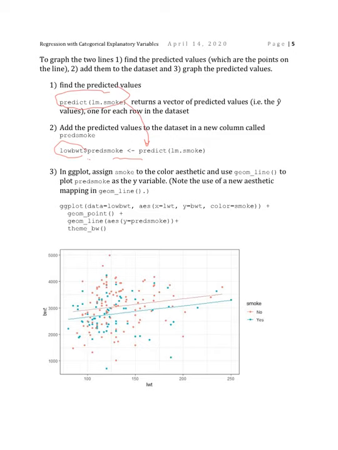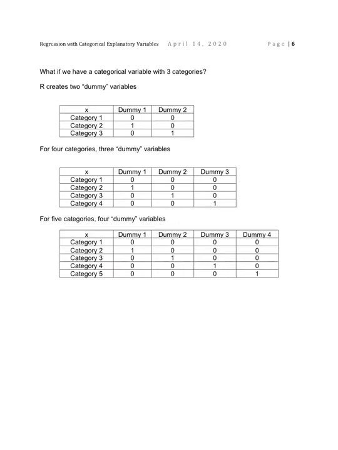I've just used the theme black and white because I think it shows up better. And what that geom line statement there does is it gives us a separate line, one for no and one for yes. And you can see that there are two parallel lines and with the different intercepts. So that 0, 1 coding worked out really well for yes, no.